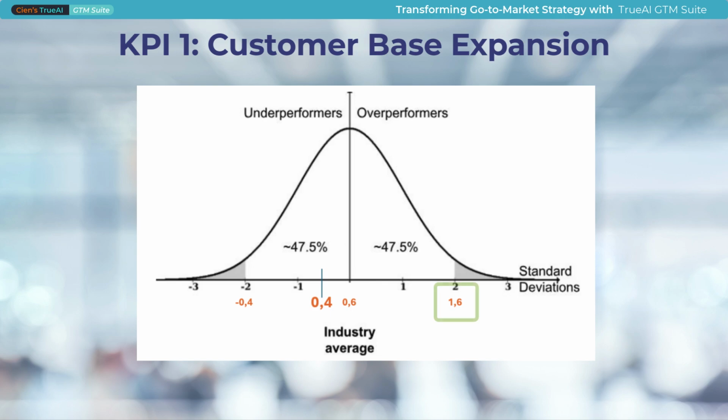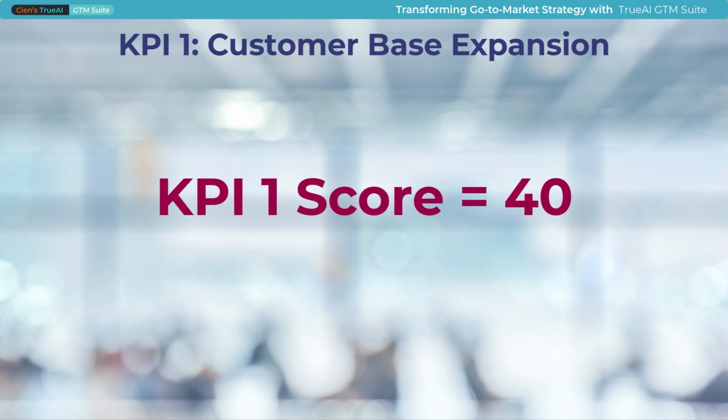To the right, a score of 100 is when the TrueAI KPI is 1.6. To the left, a score of 0 is a TrueAI KPI of negative 0.4. In this case, the company has a TrueAI KPI of 0.4, which is translated as a score of 40. Therefore, we have identified that customer base expansion is in the underperforming area.